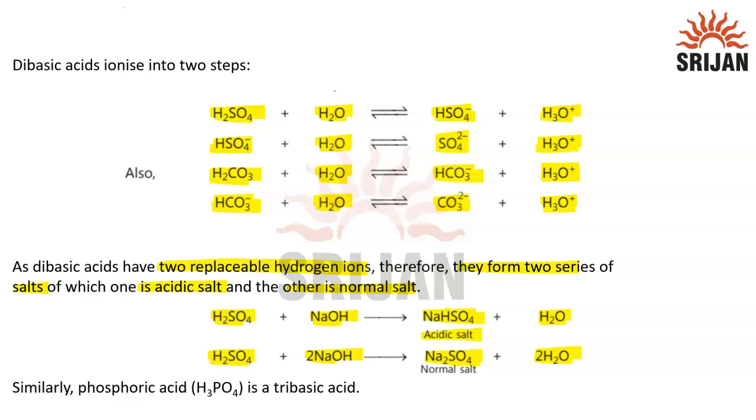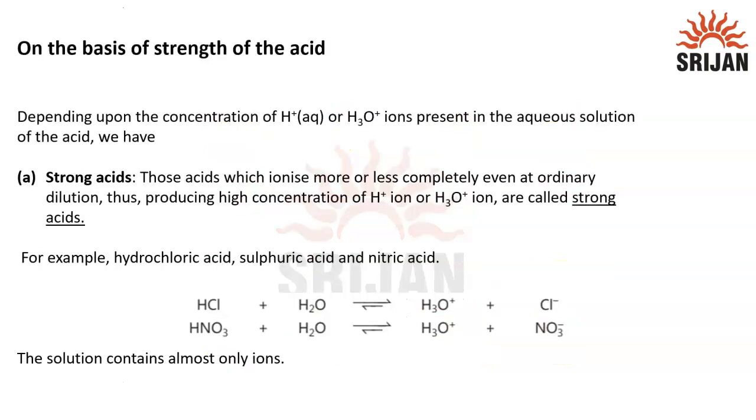Similarly, phosphoric acid is a tribasic acid, meaning it has three ionizable hydrogen atoms.